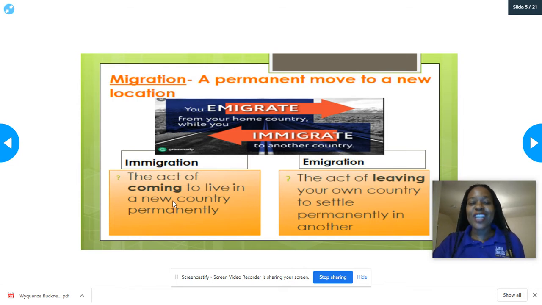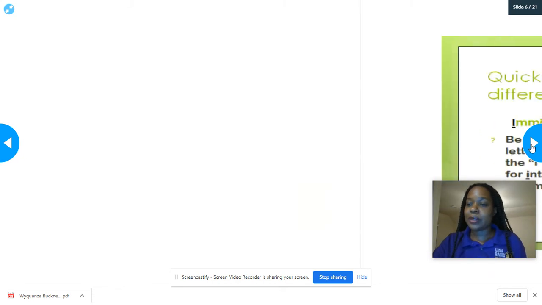Immigration is the act of coming to live in a new country permanently, whereas emigration, E-M, is leaving your own country to settle permanently into another country. So E-M means going from your home, while I-M comes to another country.